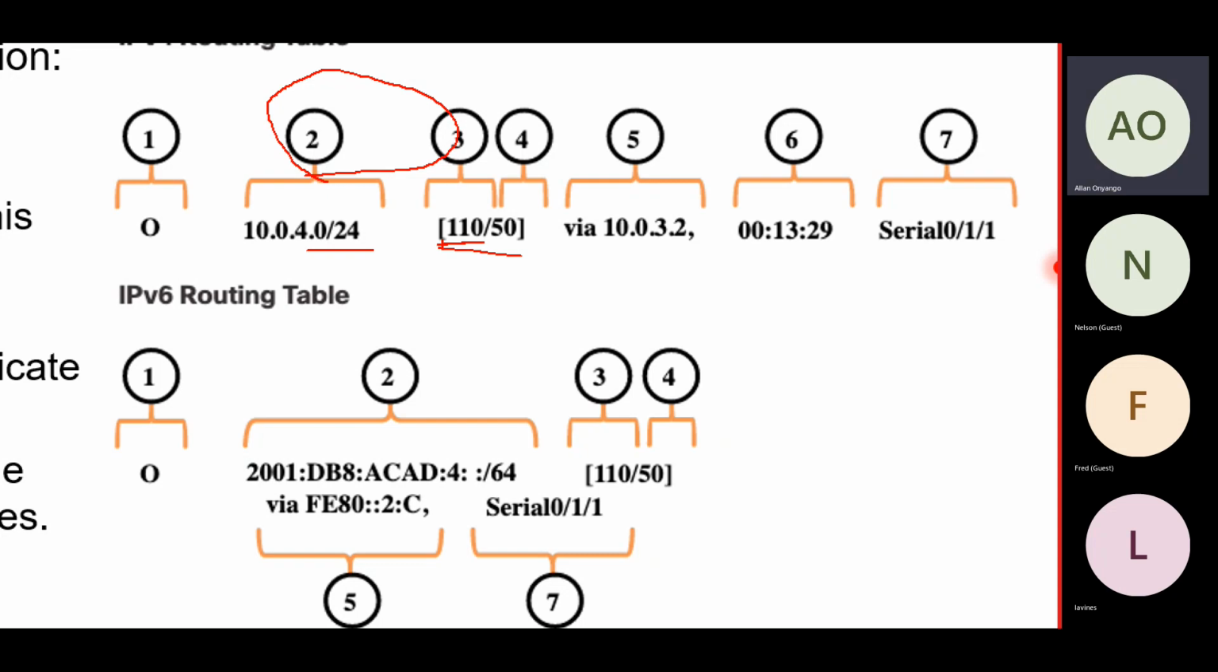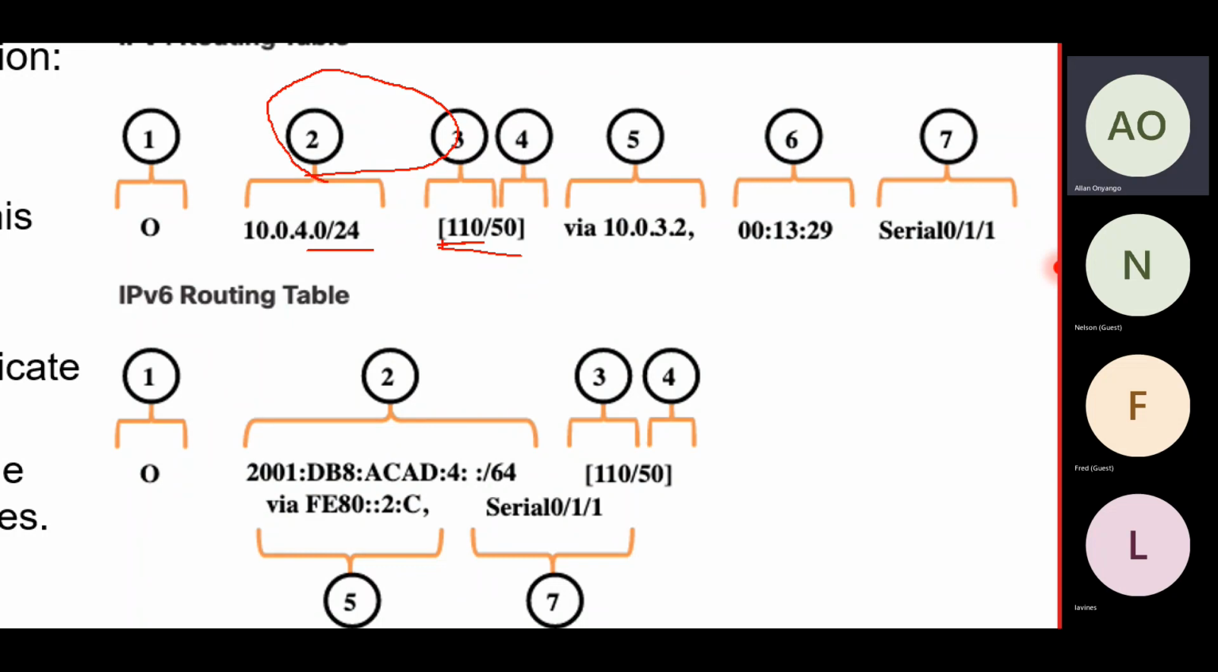Metric, which is part 4, basically is the distance to reach that particular network. And this distance is not measured in kilometers. No, it is not measured in any of those other units. It is just random values calculated using the protocols. So the distance to reach that network is what is called a metric, and 50 is there.